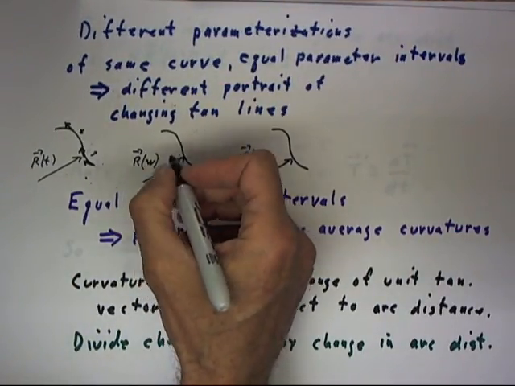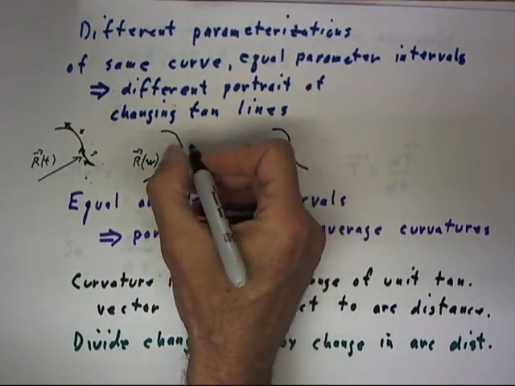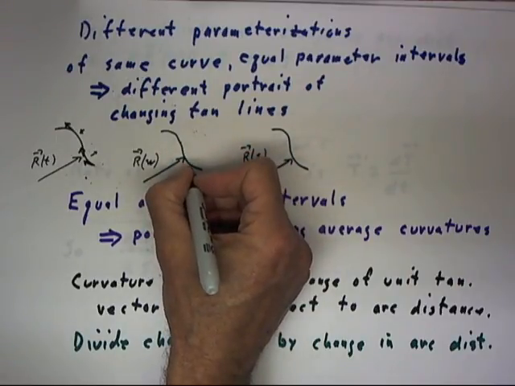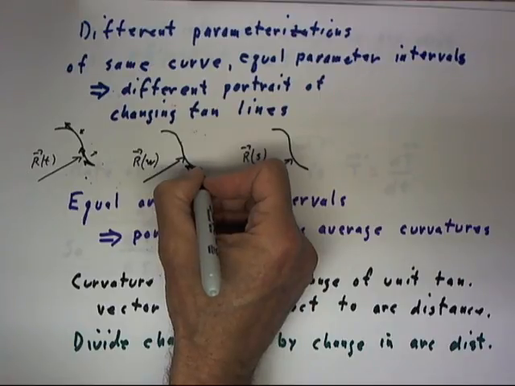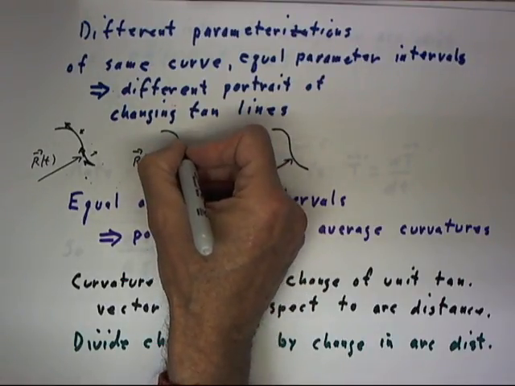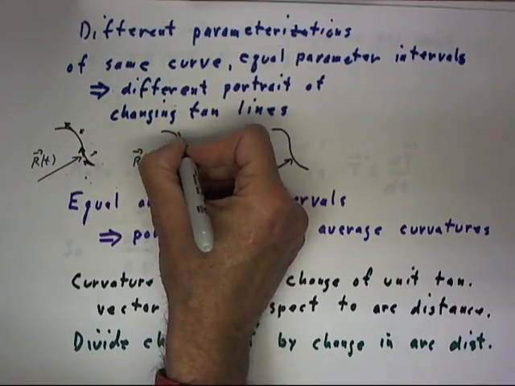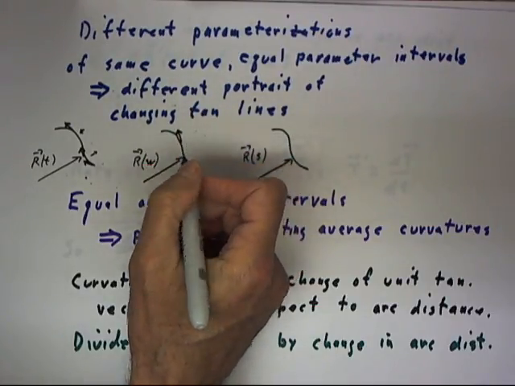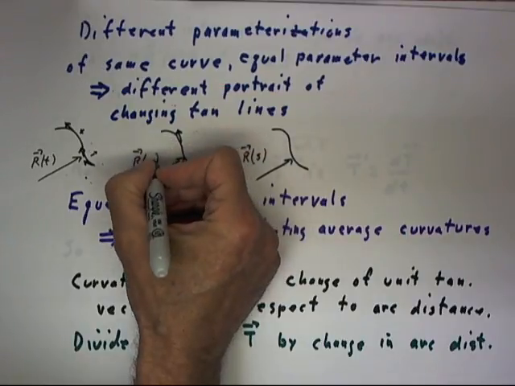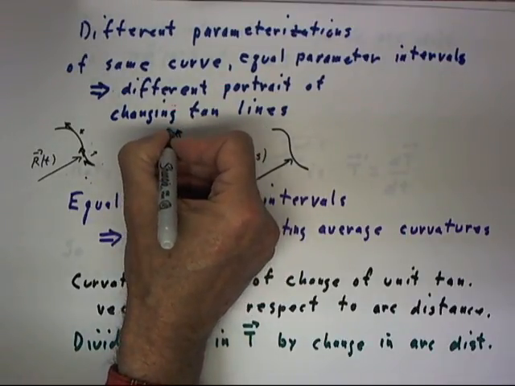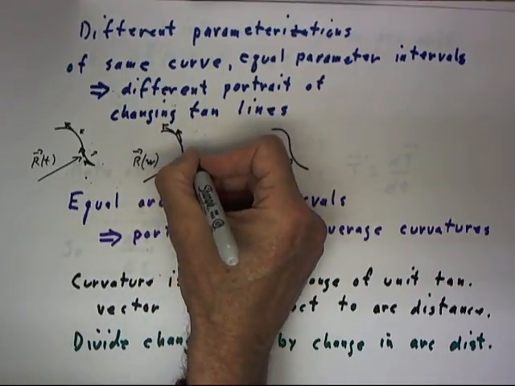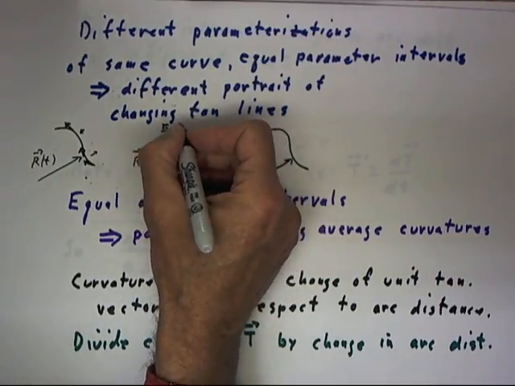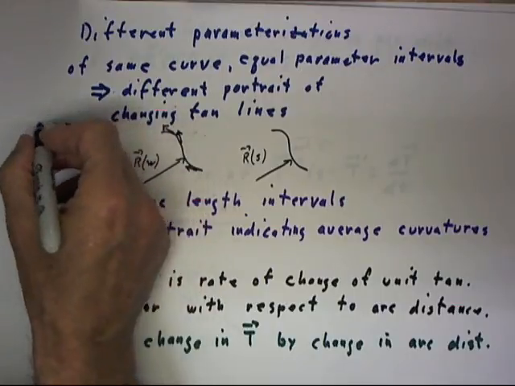For w, whatever w is, we might have a completely different portrait. At this point, our unit tangent vector might be here. Now at some interval of w, we might jump all the way from here to here. And then in an equal w increment, we might only move from here to here. That's going to give us a much different change, a much different portrait of how our unit tangent vectors are changing.